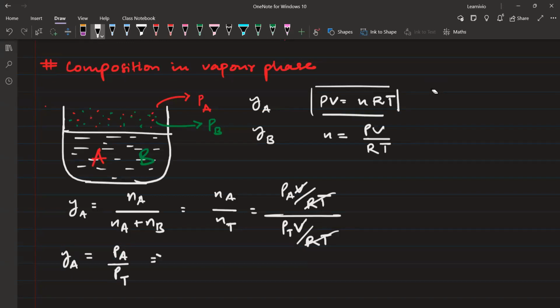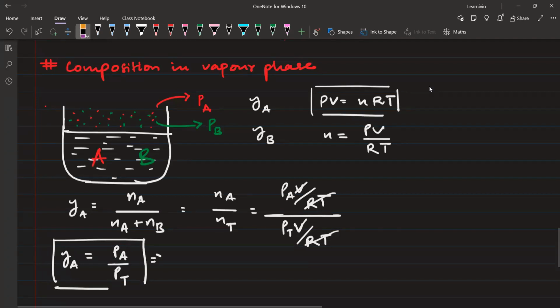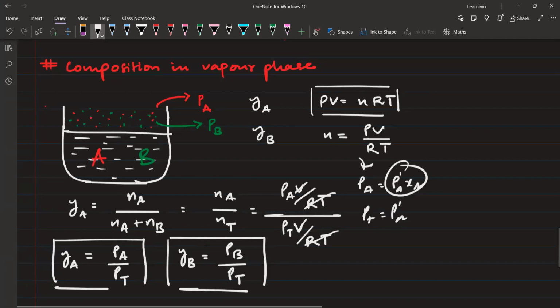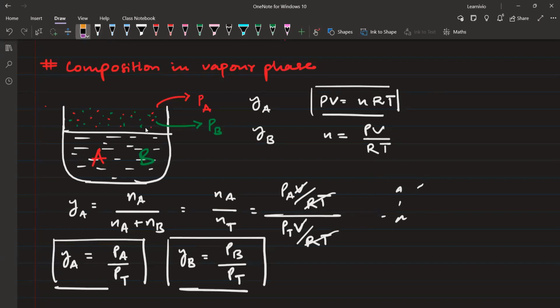And from here, this is the equation that you can get for the mole fraction in the vapor phase, YA. Similarly, YB will be equal to the pressure due to B divided by the total pressure. This will be the mole fraction of B in the vapor phase. The partial pressure PA or PB, where will it come from? PA will be equal to P naught A chi A. From here you will get PA and P total. How will you get P total? It will be equal to P naught A chi A plus P naught B chi B. Make sense? Please write these equations. We will do a question.